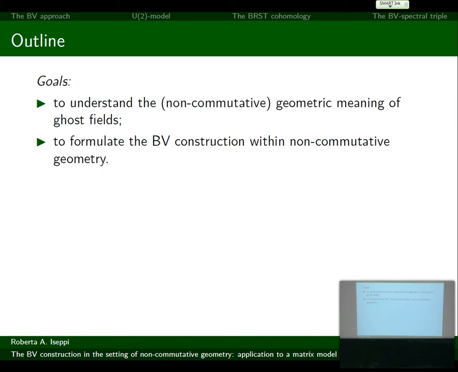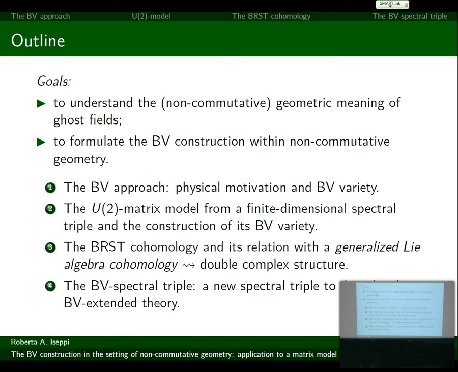For the second goal, you should wait really until the end of the talk. And I will explain to you how this BV construction can be seen within non-commutative geometry. So, more precisely, at the beginning, I will give you the picture of this BV approach with some flavor of the physical motivation.